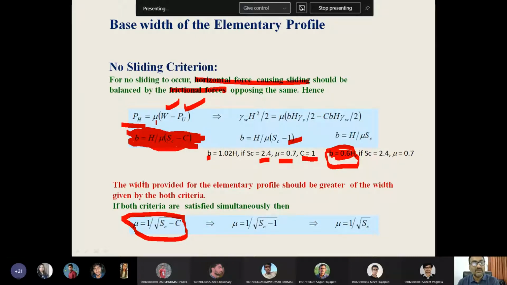That is what is the width provided for element Y should be greater of the width given by both criteria. So it is almost more than 0.8 or something like that from those criteria. So you can understand from all these calculations and analysis, you could digest certain things.